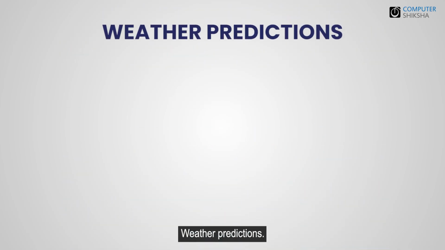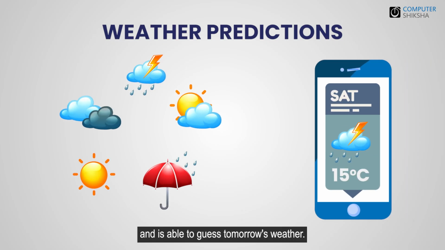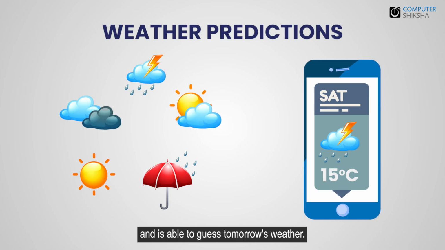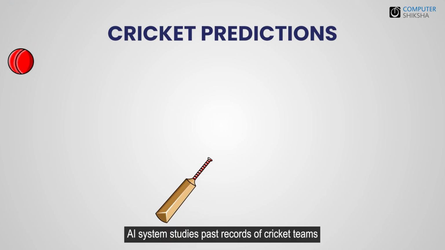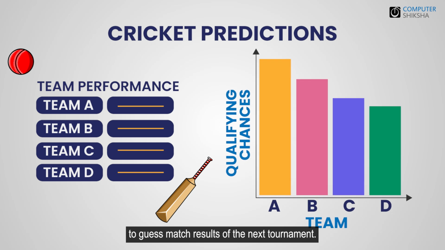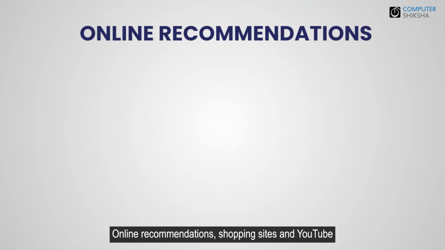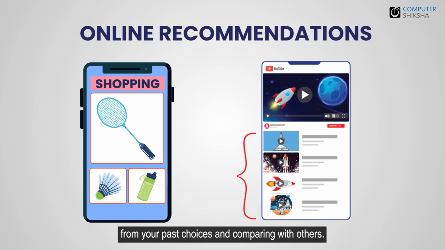Weather predictions. AI studies old weather records, temperature, rainfall, humidity, and is able to guess tomorrow's weather. Cricket predictions. AI system studies past records of cricket teams to guess match results of the next tournament. Online recommendations. Shopping sites and YouTube suggest products or videos by learning from your past choices and comparing with others.